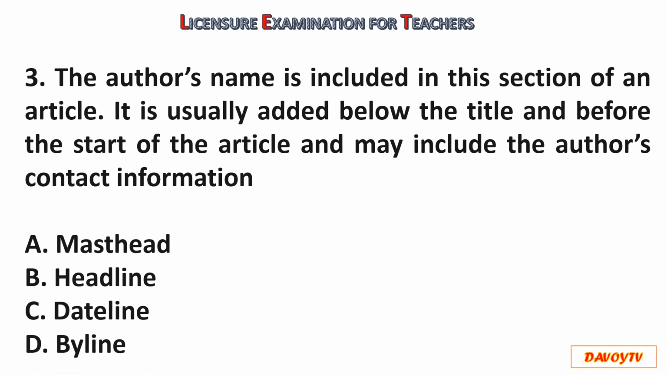Question number 3. The author's name is included in this section of an article. It is usually added below the title and before the start of the article and may include the author's contact information. A. Masthead. B. Headline. C. Dateline. D. Byline. The correct answer is letter D. Byline. The byline appears below the title and before the start of an article, including the author's name and sometimes their contact information. It gives credit to the writer and helps readers know who penned the piece.